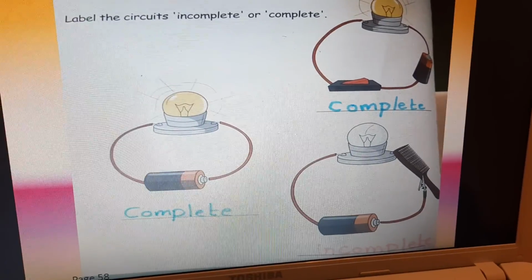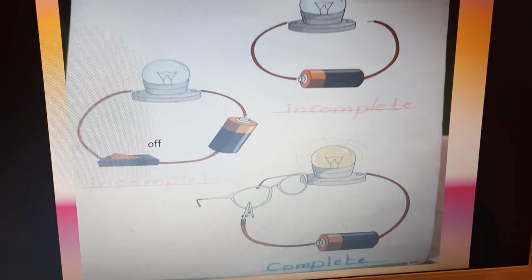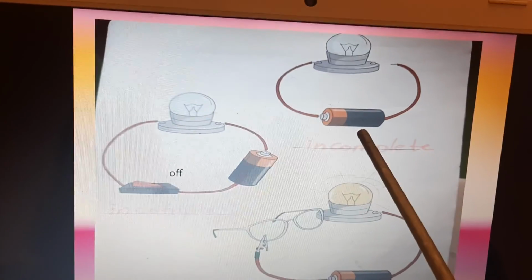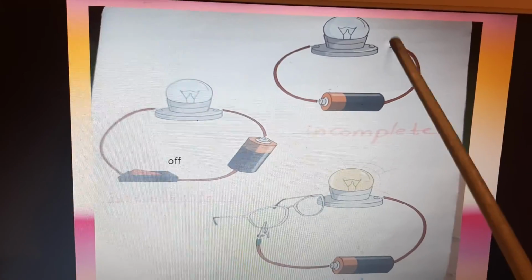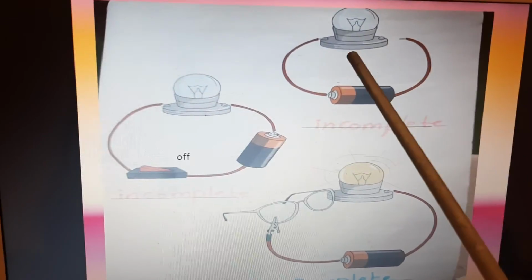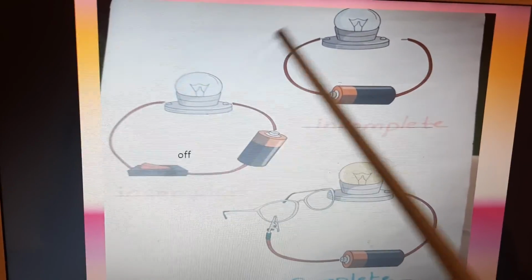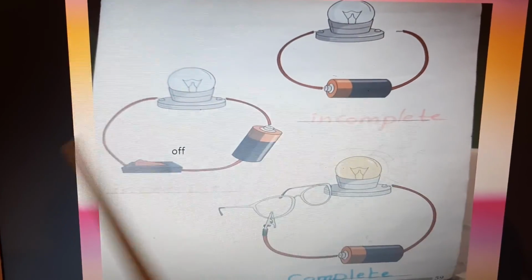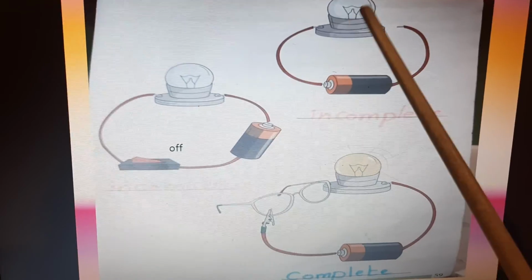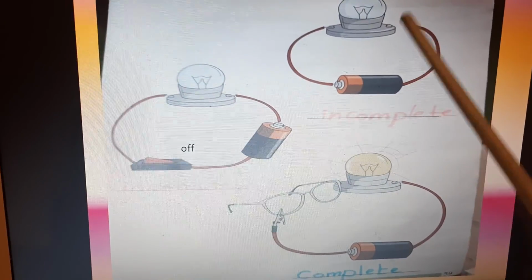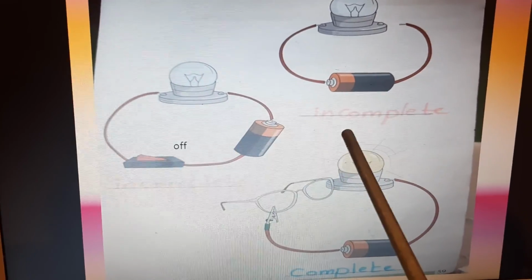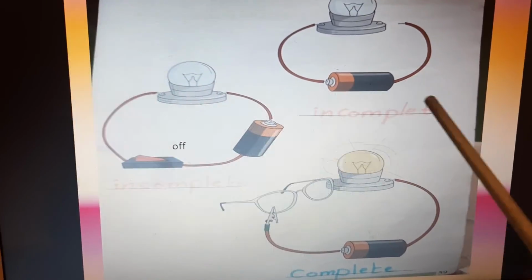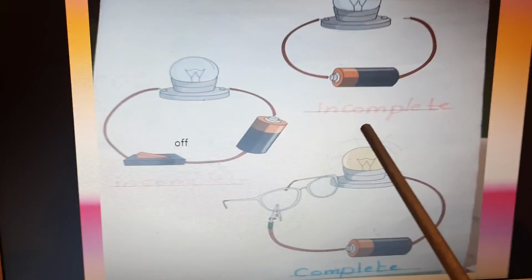Now, open your book at page 59, please. Look at here. We have circuit. But here we have break, انقطاع. So electricity cannot flow through circuit. لا تستطيع الكهرباء بالمرور. So this bulb will not light. لن تضيء. Complete or incomplete? Incomplete circuit. Write incomplete here, please.